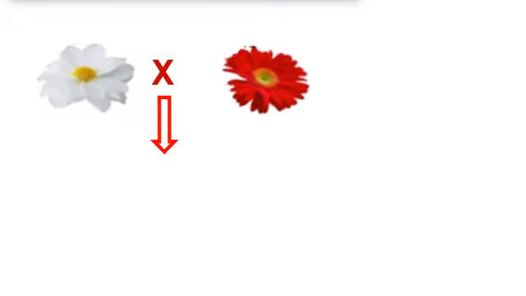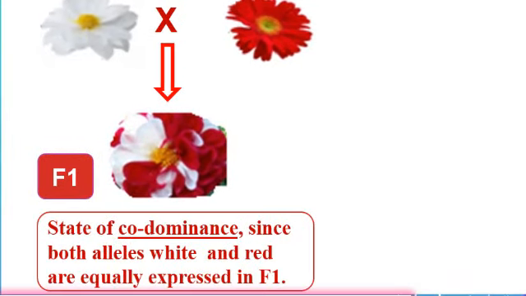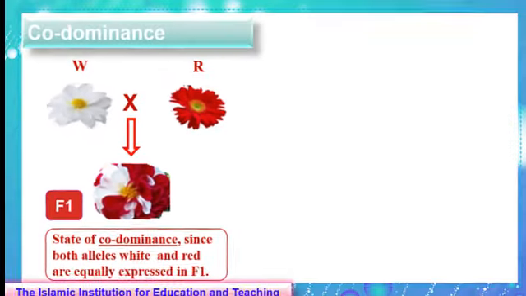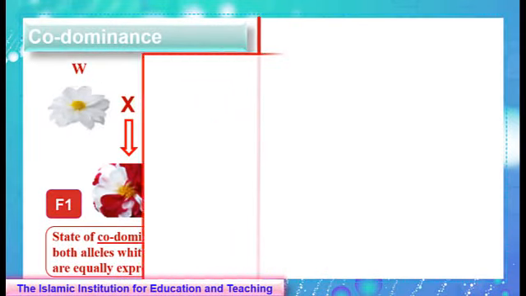To conclude, when white crosses red gives red spotted white, then this is the state of codominance, since both alleles, red and white, are equally expressed in the first generation. Each allele is then symbolized by a capital letter. Let's move to another cross.